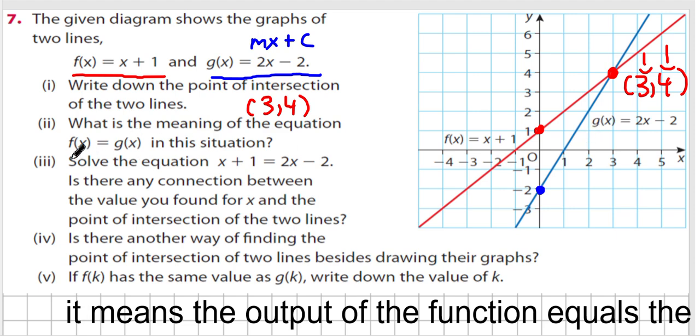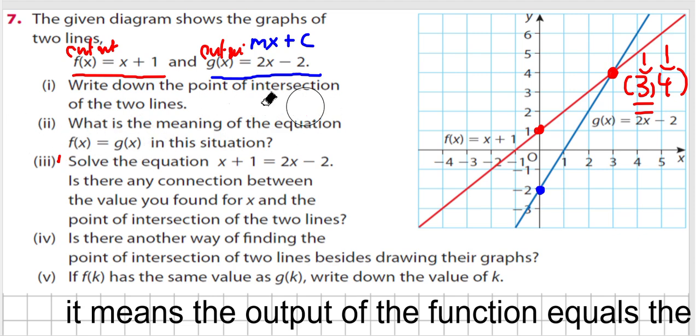So what f of x equals g of x basically means is what x value causes the outputs to be the same. Because f of x means output and g of x also means output. So what input causes the outputs to be the same? And we know the answer. The answer is 3.